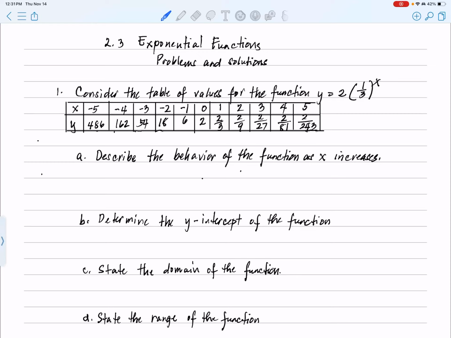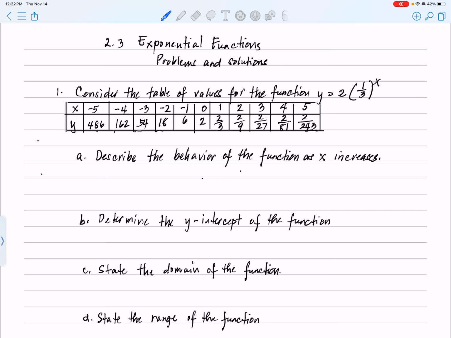Today we're going to do problems and solutions of 2.3 exponential functions. We'll start with question number 1. Consider the table of values for the function y equals 2 times (1/3) to the power of x.